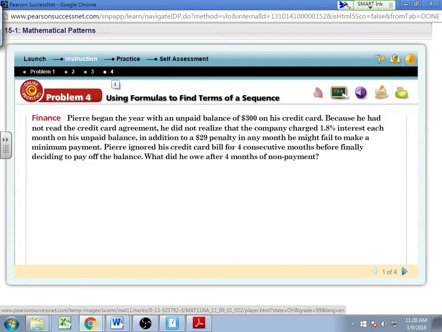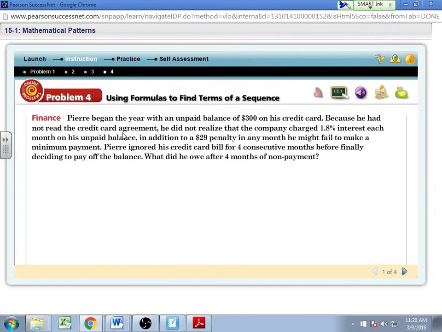Last thing we're dealing with today is using our formulas. So this is when we start to use our calculator. We do not have enough time for all of you to get out your calculators, but we're going to work through how you do it. If we begin with $300 on a credit card, and I am not, so this is one of the biggest dangers of the credit card. Pierre did not read the fine print.